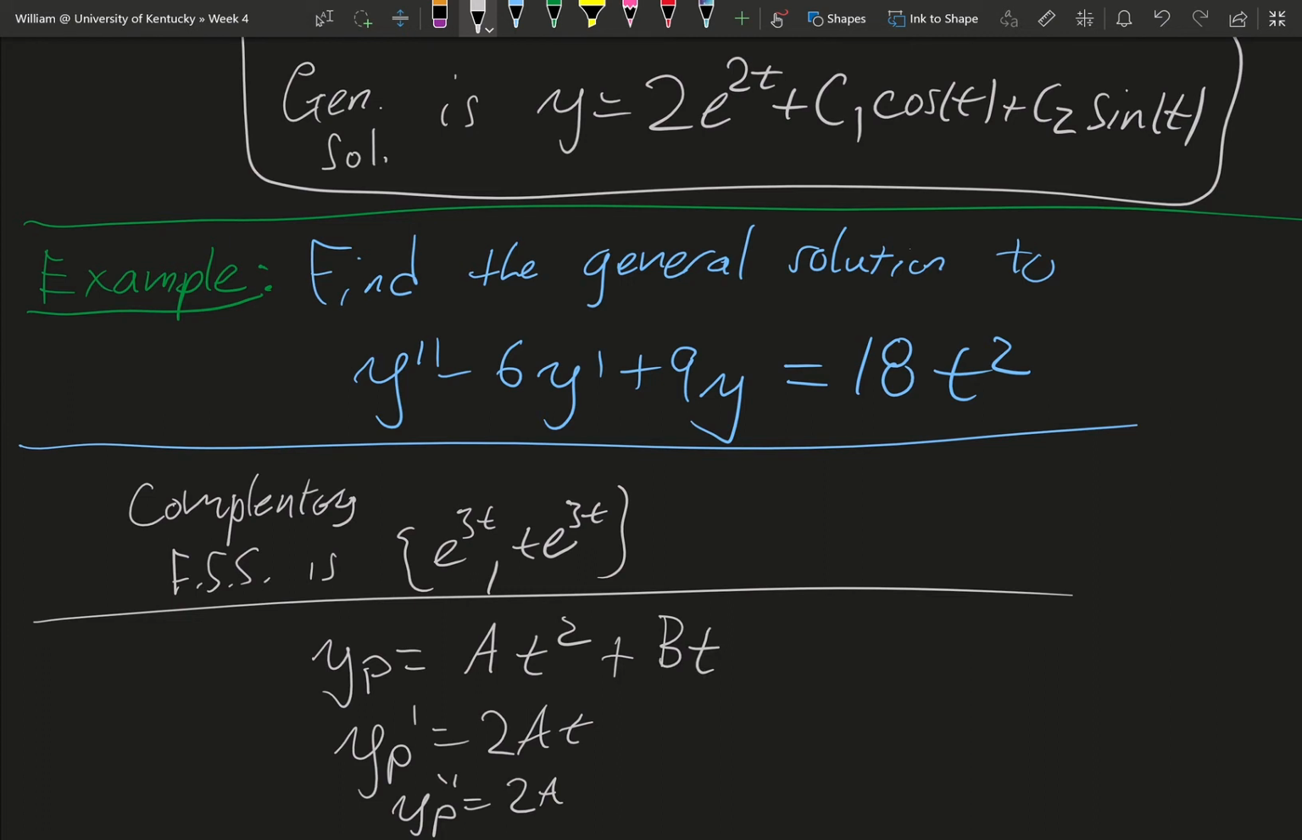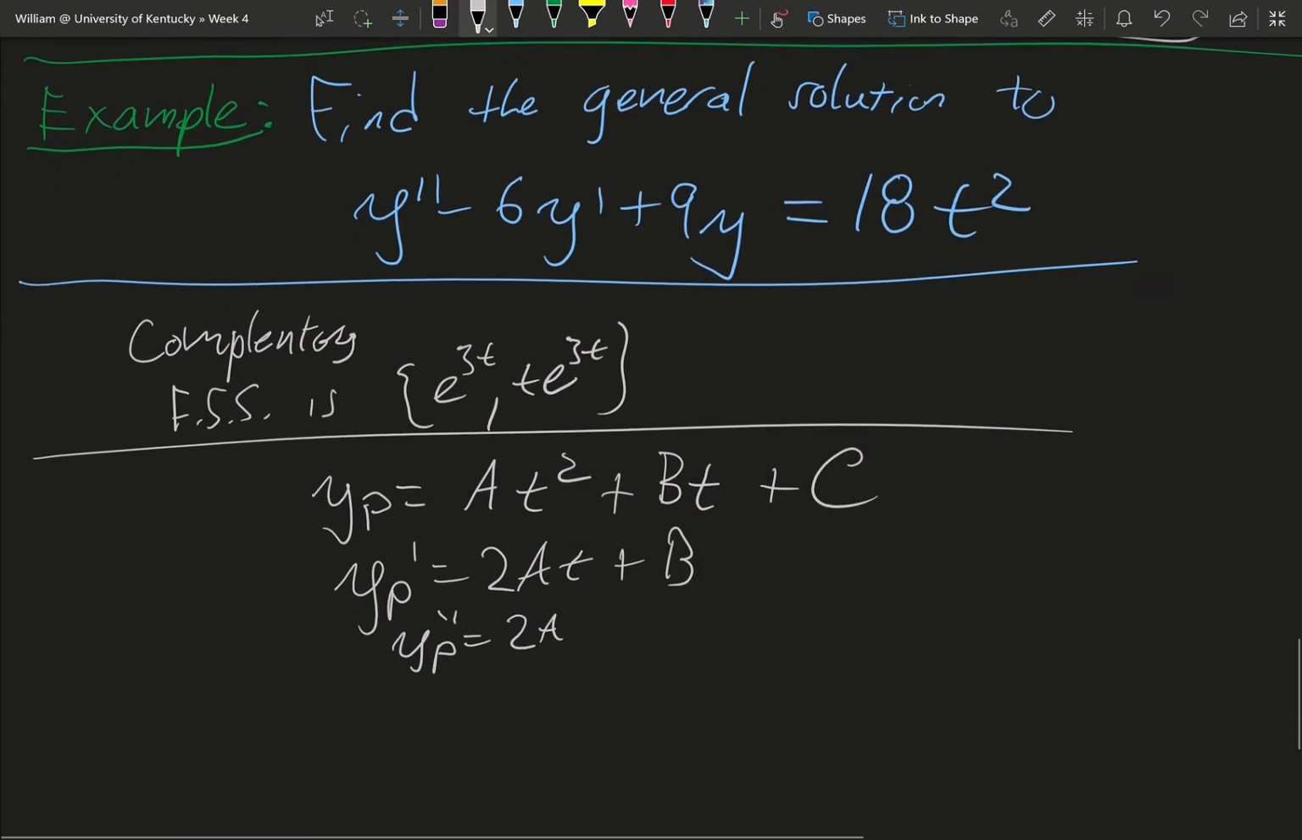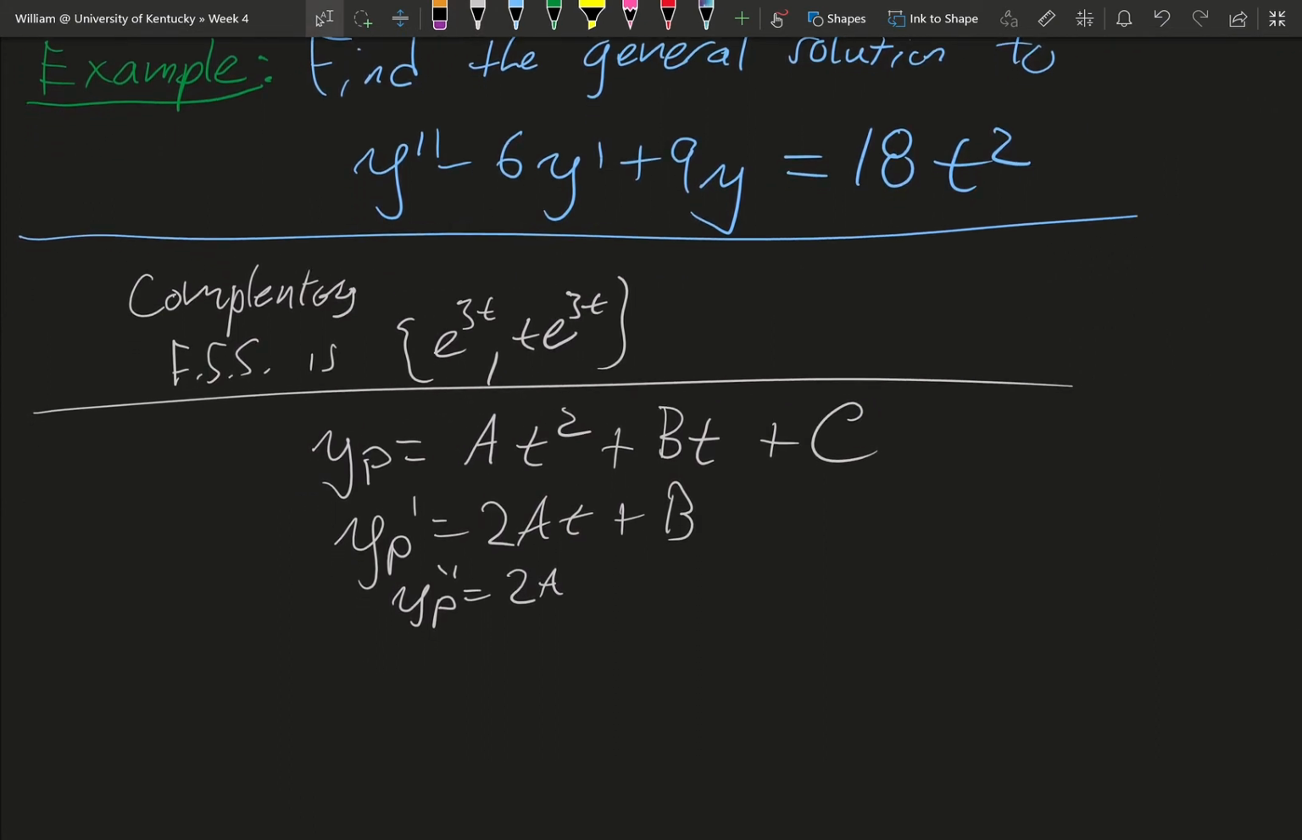we're going to add a t term that is just going to cancel with the extra stuff that shows up when we take derivatives. And as you might guess, we're also going to need a constant term to cancel with some stuff as well. Okay, so going down, our derivative then is just going to be b and our second derivative is actually still just 2a.